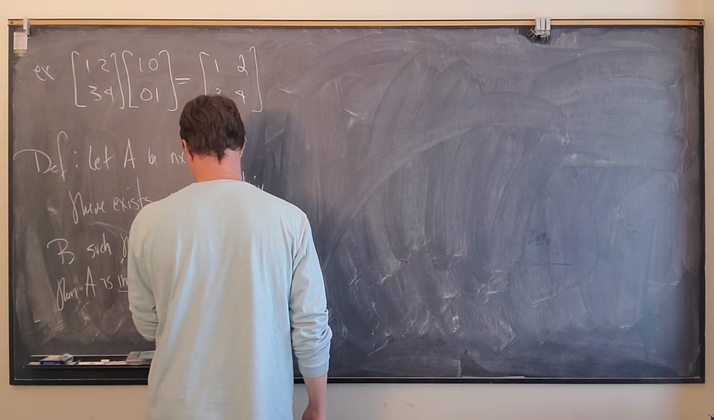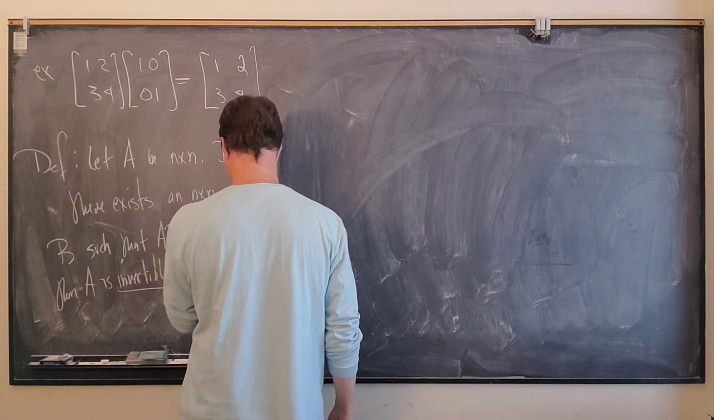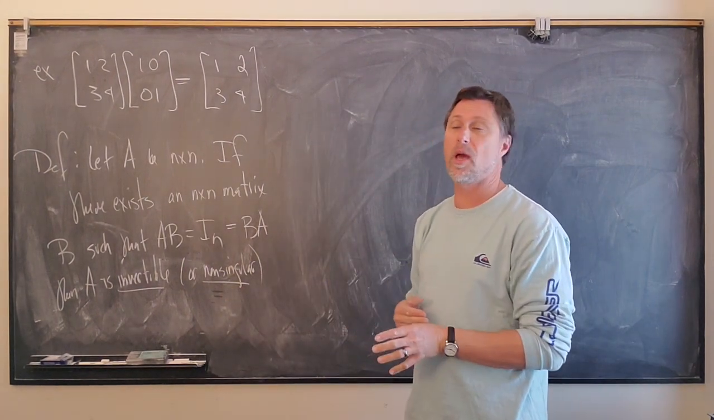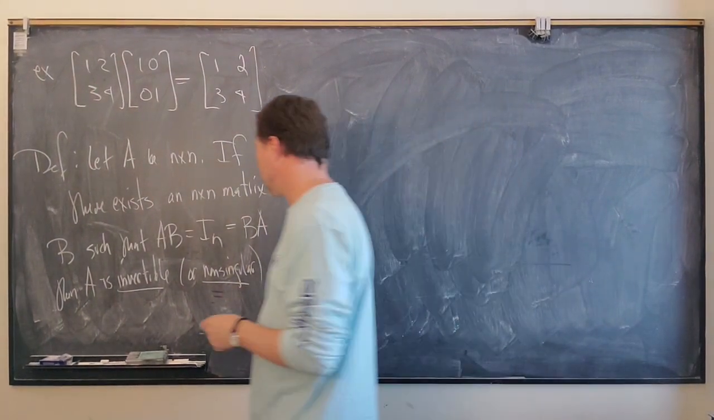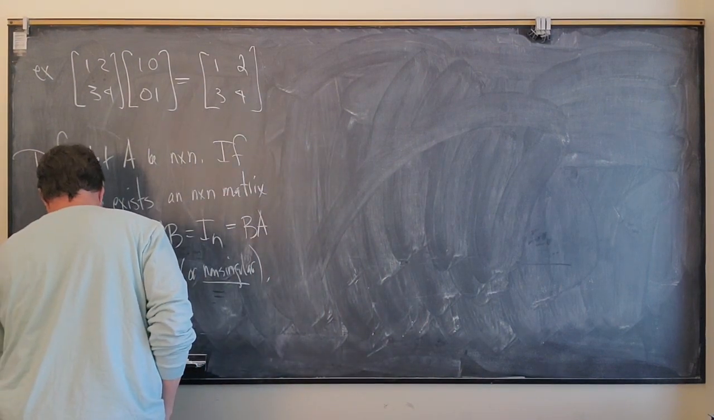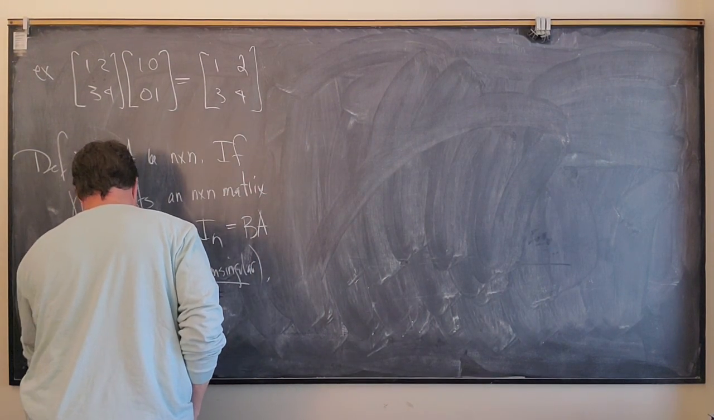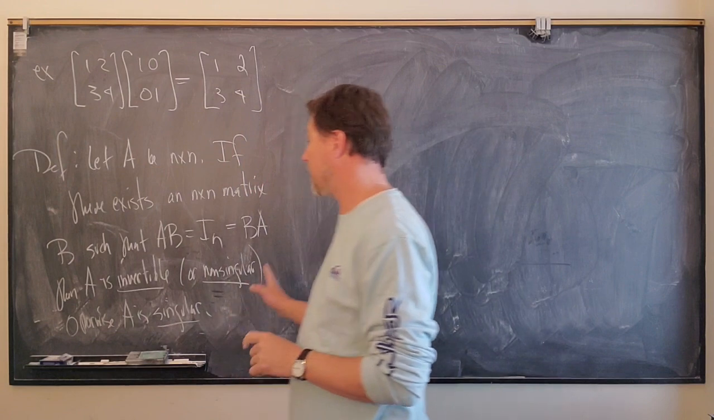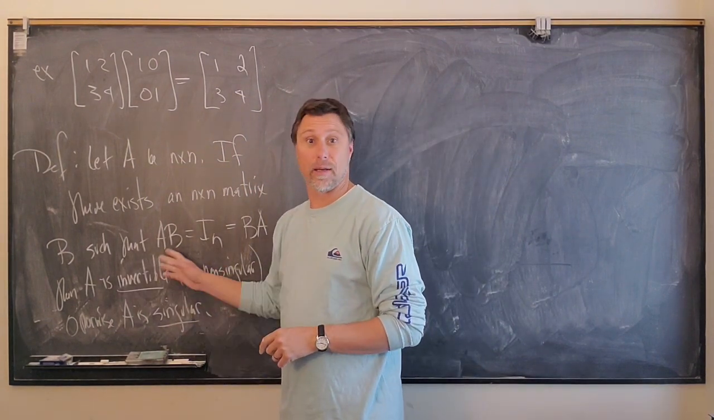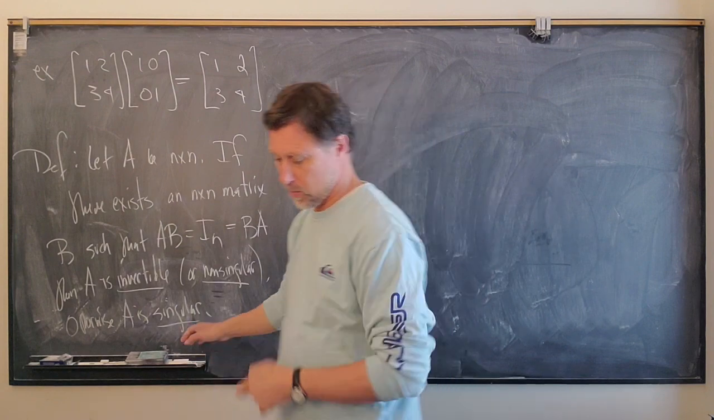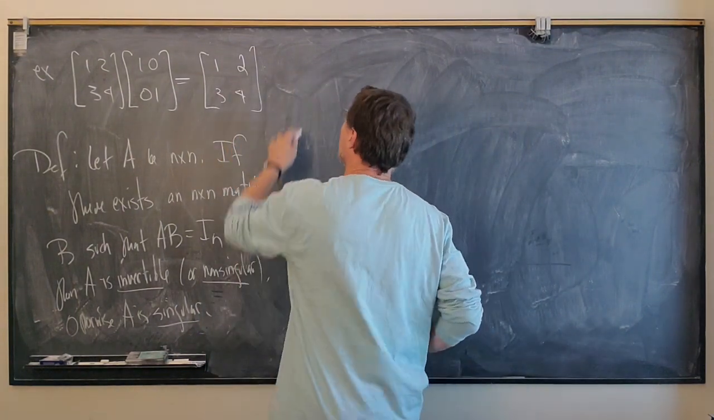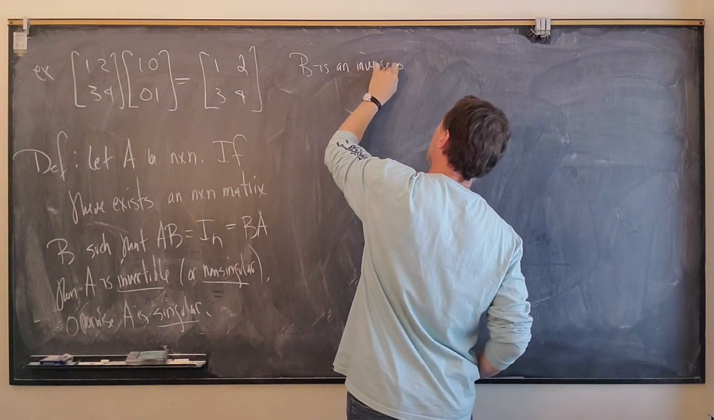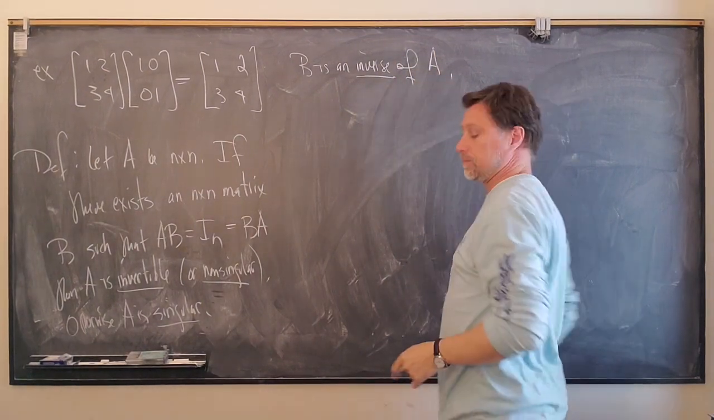or non-singular. So invertible and non-singular are used interchangeably. Most of the time I use invertible. Otherwise, A is singular. So an n by n matrix is either invertible or singular. It can't be both. One or the other has to happen. B is called an inverse of A.